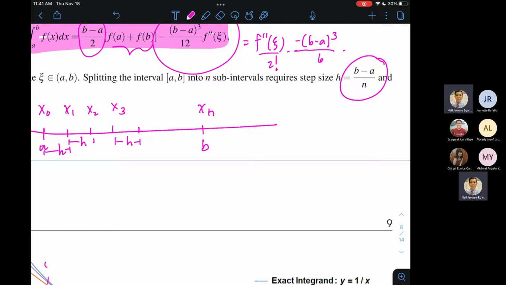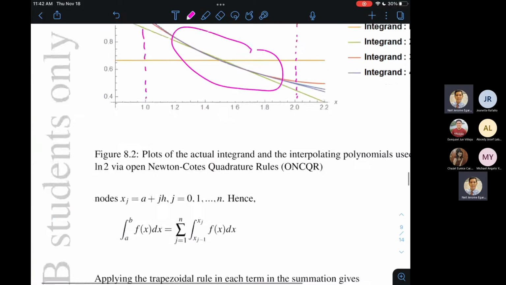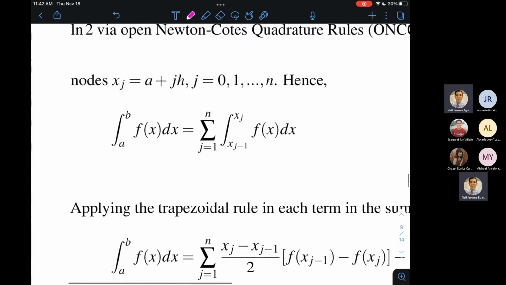Tapos ito yung kinuwento ko kanina. So sa bawat subinterval, x sub j minus 1 hanggang x sub j, gagamitin ko si trapezoidal rule. And then I'll just appeal to the linearity of the integral operator, which will allow me to give an approximate to the actual integral over the original interval a, b as the sum of the approximations on each of the subintervals. So mangyayari ay ganito.